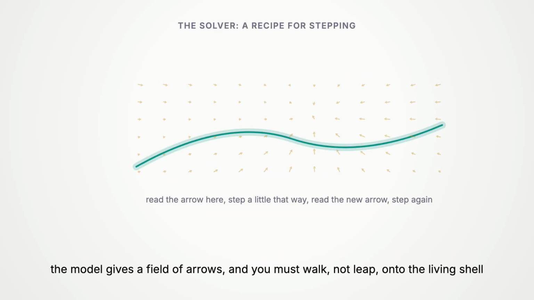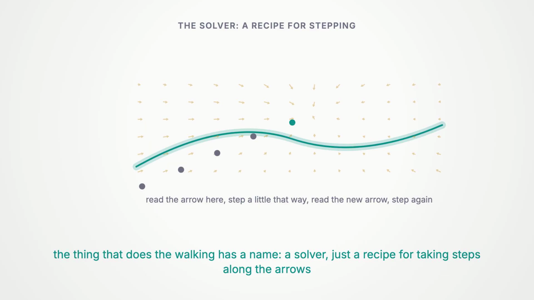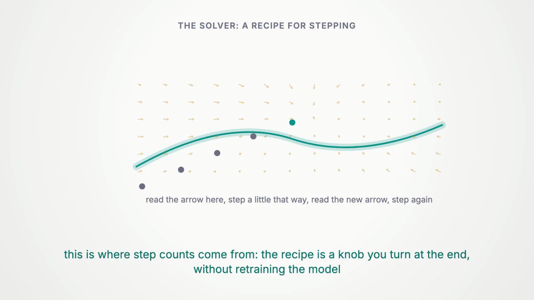So the model gives you a field of arrows, and you know you have to walk, not leap, to land on that living shell. The thing that actually does the walking has a name too, and it is humbler than it sounds. It is called a solver. A solver is just a recipe for taking steps along the arrows. Read the arrow here, step a little that way, read the new arrow, step again. That is it. And this is where those step counts from the start come from, because the recipe is a knob you turn at the end, without retraining the model at all.